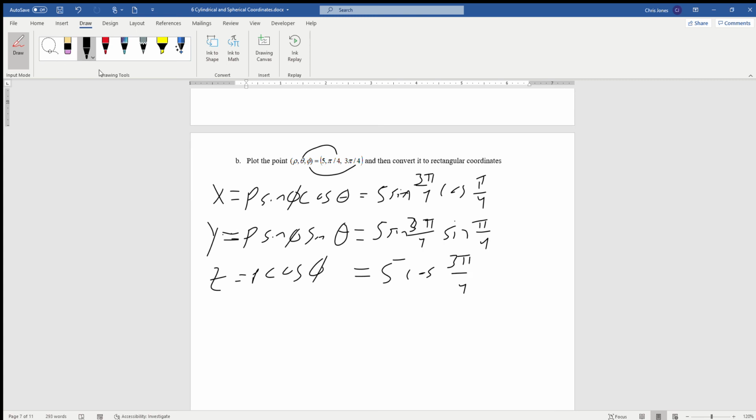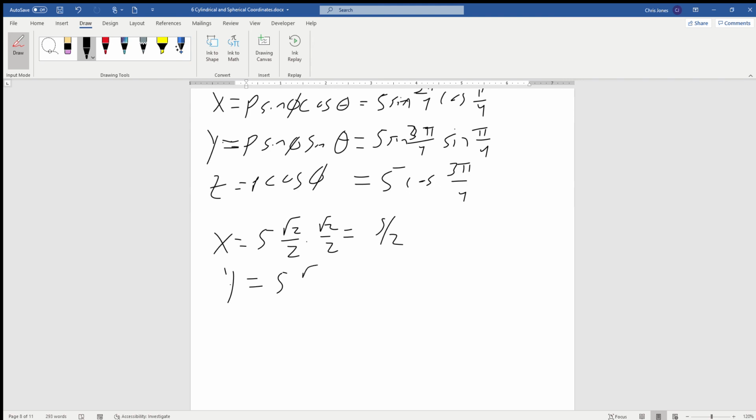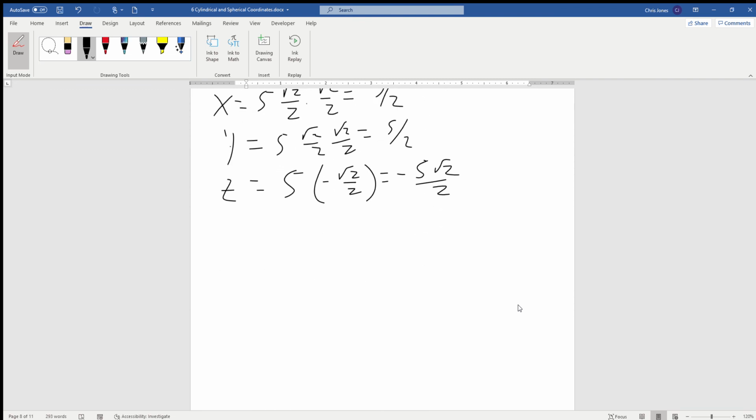Now remember, sine of 3 pi fourths is the same thing as sine of pi fourths because they're both above the x-axis. So they're both positive, which means that's going to be root 2 over 2. Cos of pi fourths is root 2 over 2. Cos of 3 pi fourths, because x is negative, is negative root 2 over 2. So x is going to be equal to 5 times root 2 over 2 times root 2 over 2, and that's just going to be 5 halves. y is 5 root 2 over 2 times root 2 over 2, another 5 halves. z is 5 times negative root 2 over 2, and that's going to be negative 5 roots of 2 over 2.